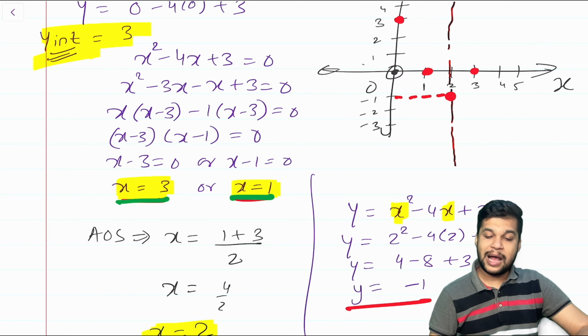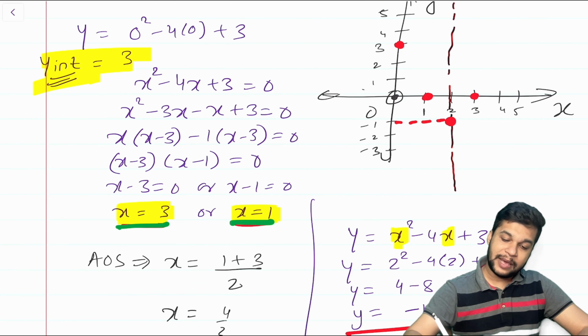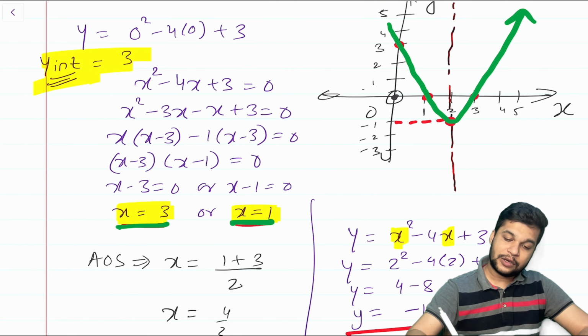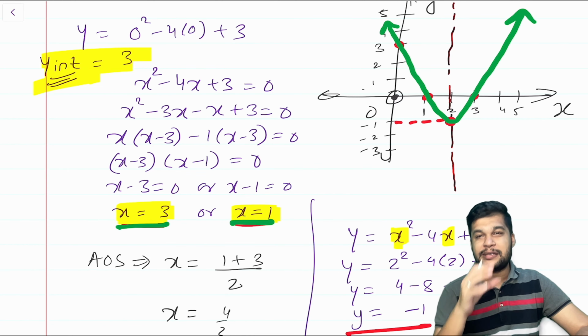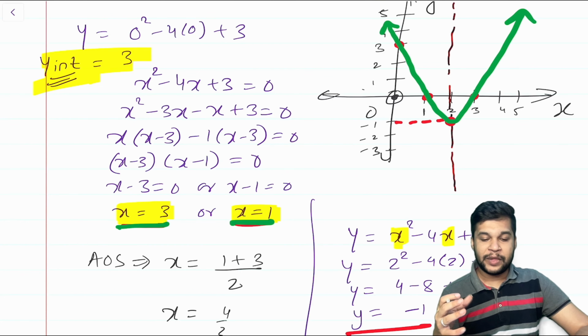Right? So now you have these points. Just join them and you will get the quadratic curve. So it looks like V, but it's actually U. It's actually a parabola. It's not drawn to scale, so don't worry.